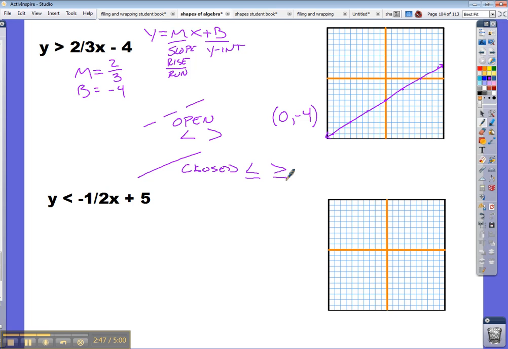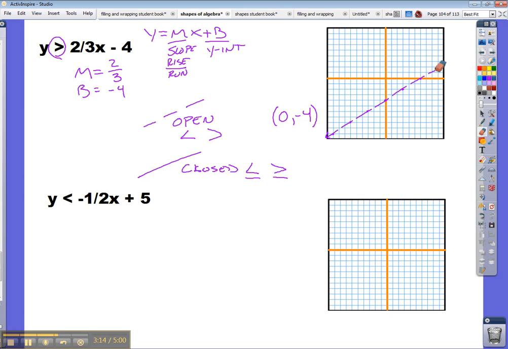So I'm going to take a look at my symbol here. I have a greater than symbol, which means the values on my line cannot be part of the solution set. I must have an open line. The easiest way to do this is to just graph a straight line and then go through with your eraser and erase some points. Now you have a dashed line and you're good to go.